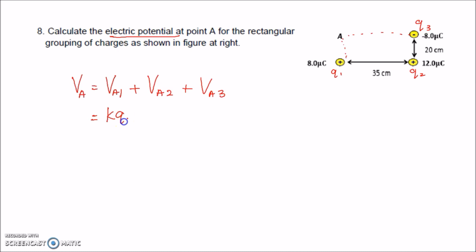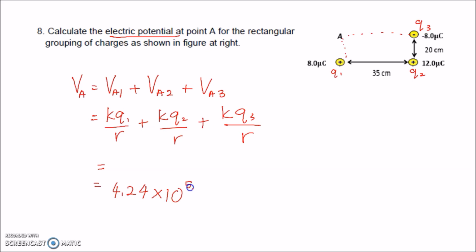So kQ1 over r plus kQ2 over r plus kQ3 over r. So substitute the value and then you will get your answer as 4.24 times 10 to the power of 5 volt.